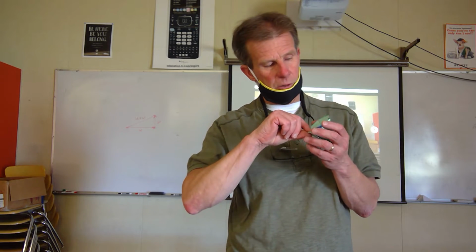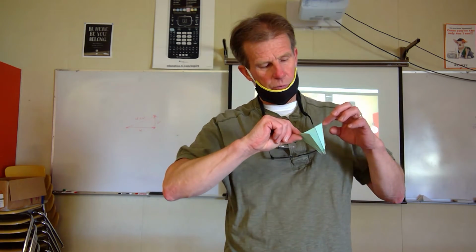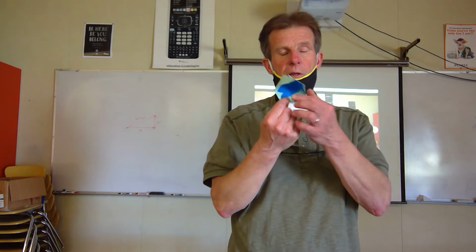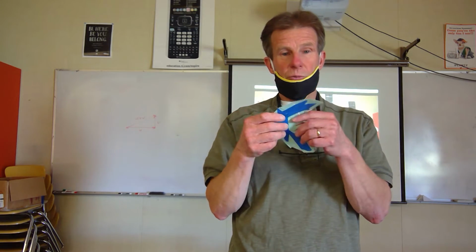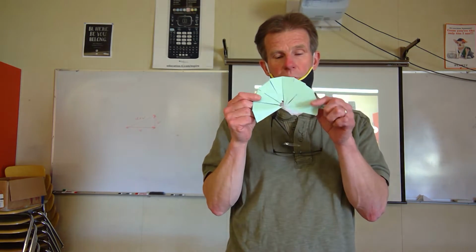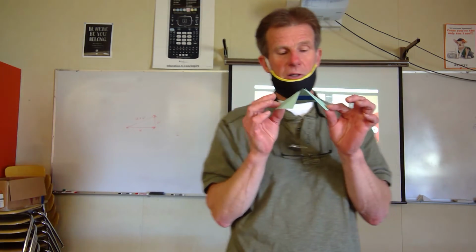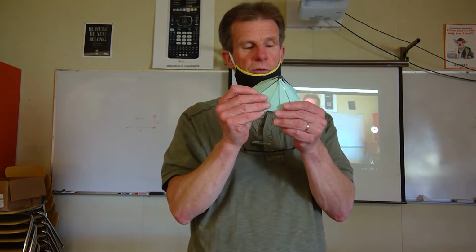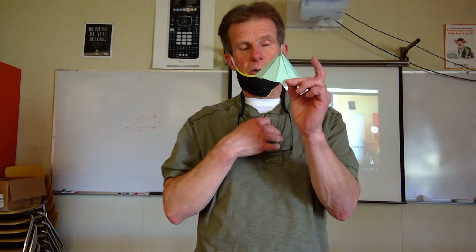What do I got here? 1, 2, 3, 4, 5, hexagon, right? So the thing with pyramids, though, is that they're a little tricky. Once I have this thing folded up like this to make my pyramid, they have two heights.